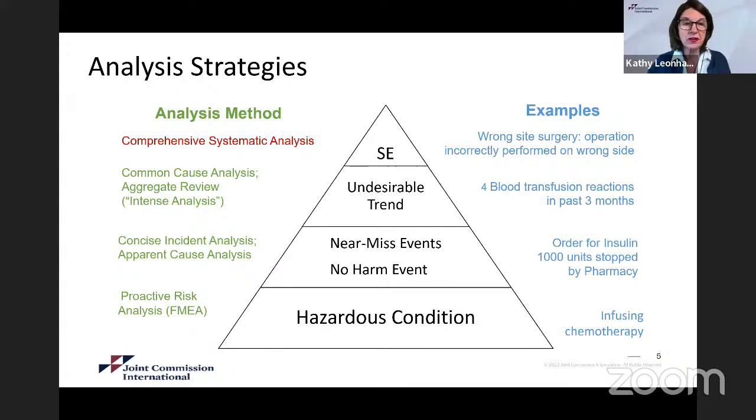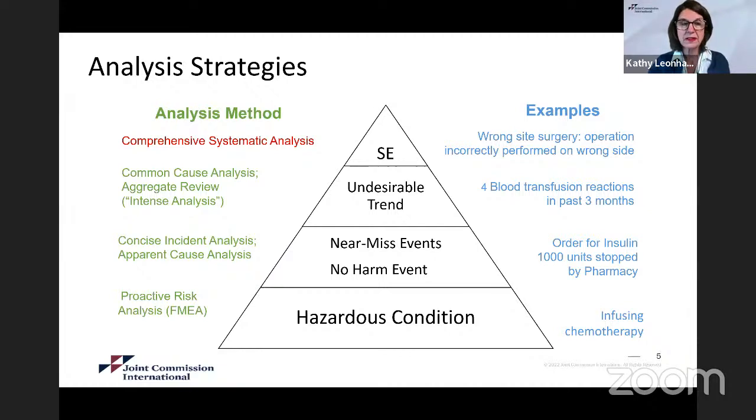Some of these listed here, common cause analysis or aggregate review. Those are done for analyzing groups of similar events. And you see on the right side of this slide some examples. Maybe you're having frequent blood transfusion reactions. And you want to understand what is this trend or pattern that we're having. Is there some common cause that's leading to this? In the JCI standards, we require something called an intense analysis, which may fit into this area when we see a trend or a pattern in undesired outcomes.